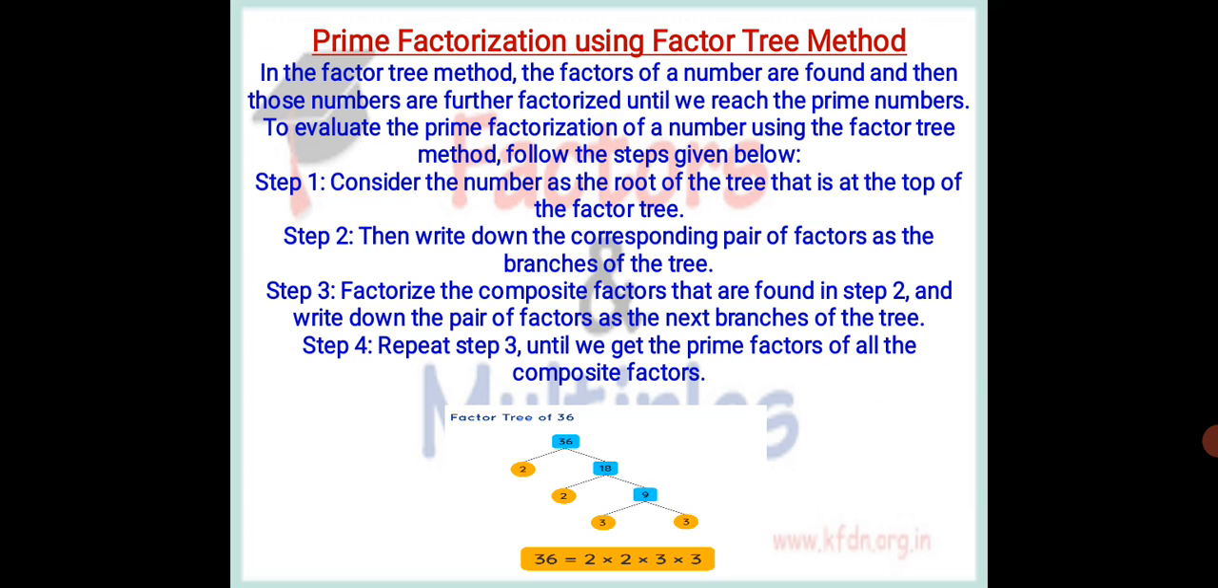In the factor tree method, children, the factors of a number are found and then those numbers are further factorized until we reach the prime numbers. To evaluate the prime factorization of a number using the factor tree method, follow the steps given below.